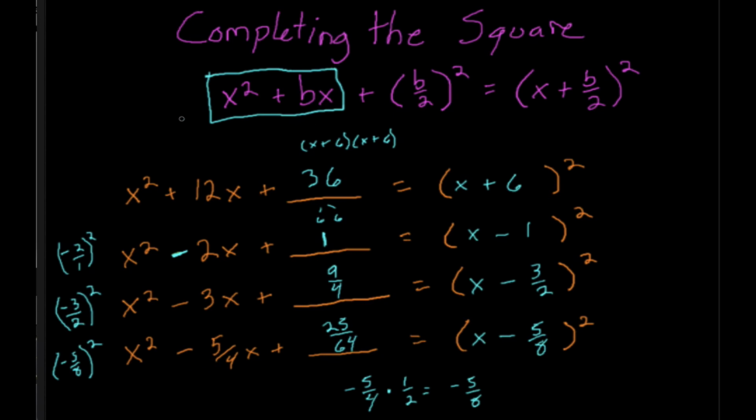So just to recap, if you are given an expression in the form of x squared plus bx, you can turn this expression into a perfect square trinomial by adding the value b over 2 squared. Once you do that, what you'll have is a perfect square trinomial, which we know can always be rewritten or factored into a binomial times itself, or binomial squared. That binomial will always take the form of x plus b over 2 raised to the second power.